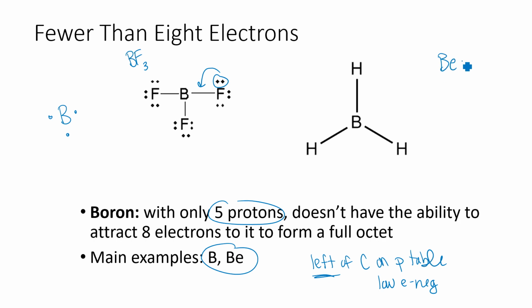Beryllium starts out with 2 valence electrons, and it's happy just forming 2 bonds, and that's it. So these elements to the left of carbon will be happy with less than an octet. Mainly it's boron and beryllium where you will see this.